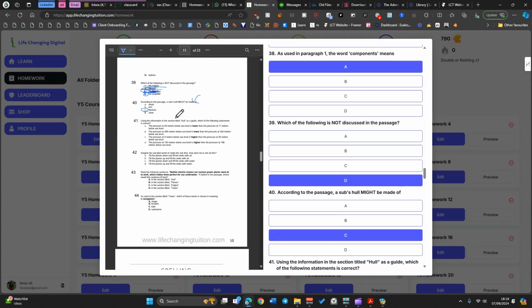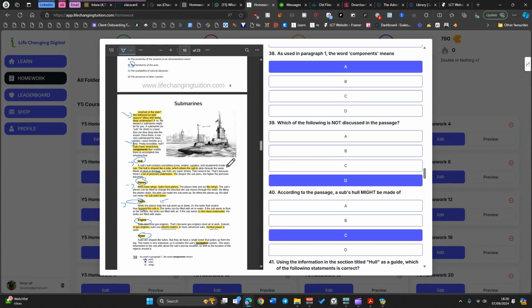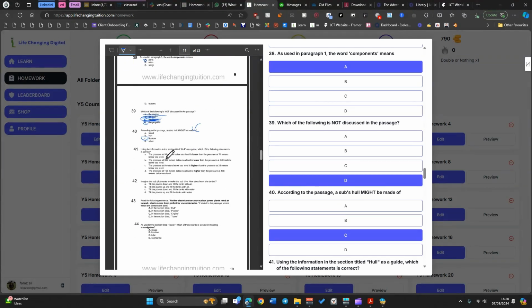Question 41. Using the information in the section titled Hull as a guide, which of the following statements is correct? So now it's asking us about the pressure, right? If we look at what it says here, the deeper the sub goes, the higher the pressure becomes. So it says 58 meters, the pressure is lower than at 71 meters. So that should make sense, because the deeper it's going, the pressure should be higher.